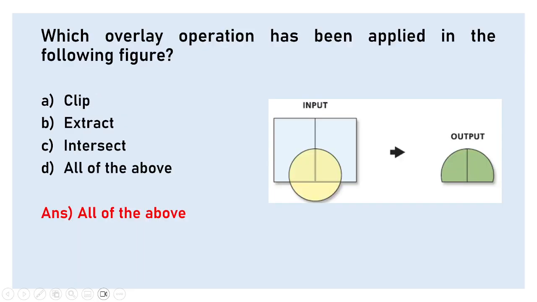Here you can see this much portion is removed, this much portion is removed. Whatever is common to these two input units, that has come out. So it has been clipped, extracted, as well as intersected.